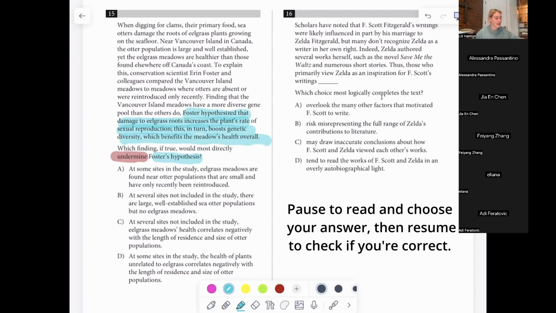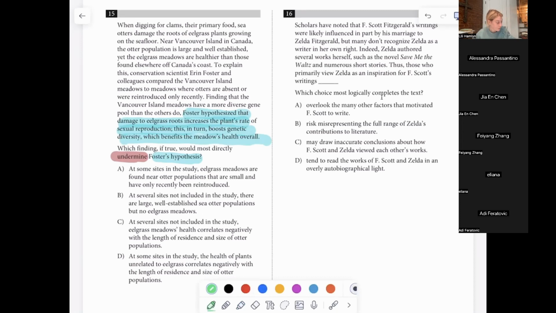So the correct answer here is C: at several sites not included in the study, eelgrass meadows' health correlates negatively with the length of residence and size of otter populations. In the text, it suggests, and I'll find a bit, that the damage to the eelgrass roots caused by otters increases the plant's rate of sexual reproduction and boosts genetic diversity, which benefits the health overall.